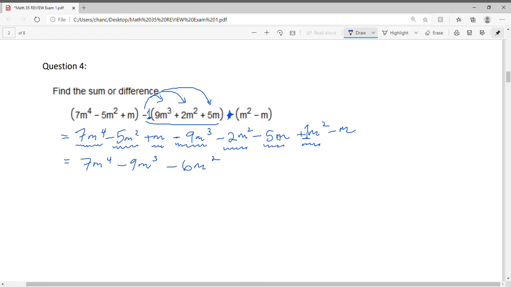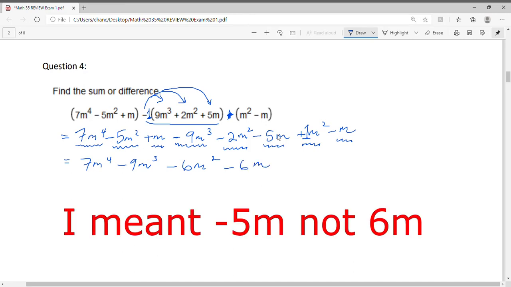I have m, negative 5m, and negative m. All together, that's negative 6m. And that's all we have to do for question number 4.